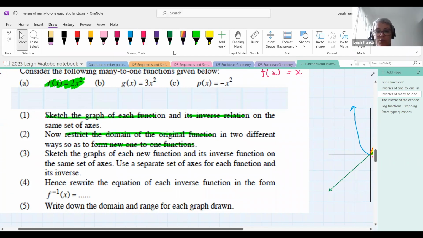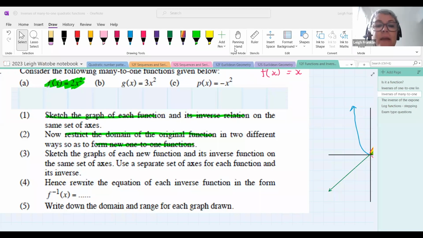Samkelo, what's your question? Ma'am, when indicating the restrictions in an exam, do you need to show a set form of calculation, or can you just indicate the restriction? Absolutely. You just indicate the restriction. Okay, thank you, ma'am. Okay, no problem. And then Tebelo, what was your question, Tebelo?